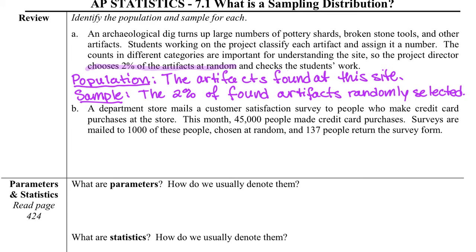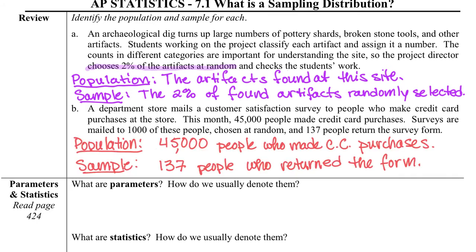A common mistake here would be students saying that it's all of the artifacts at this dig, whether they've been found or not, and that's not true. We're taking 2% of what we found that have been classified and assigned, and then we're taking 2% of them to check the student's work. I'd like you to go ahead and try example B on your own. Let me know what you think the population and the sample are here.